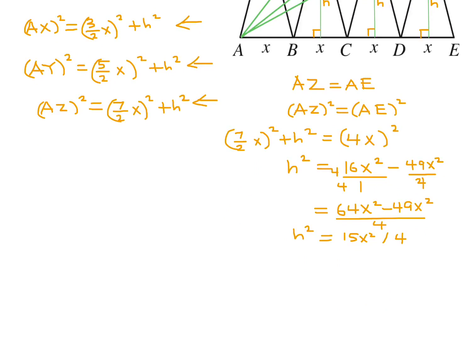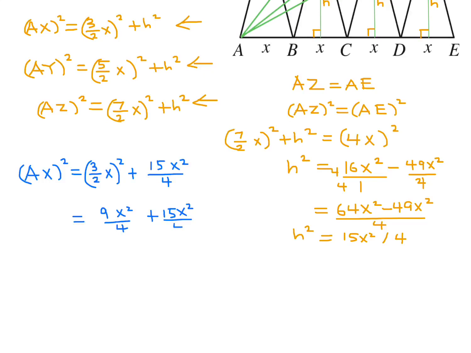So let's start with AX squared. AX squared, therefore, will be (3/2 x) squared plus h squared, which is 15x squared over 4. And this looks like 9x squared over 4 plus 15x squared over 4. And this is 24x squared over 4, which is 6x squared. And that's AX squared, so therefore AX is root 6x.